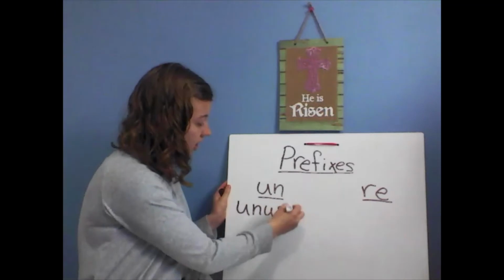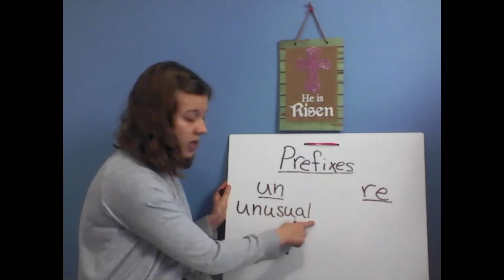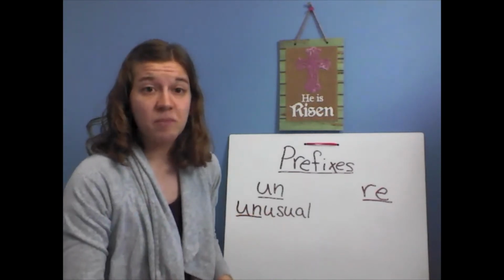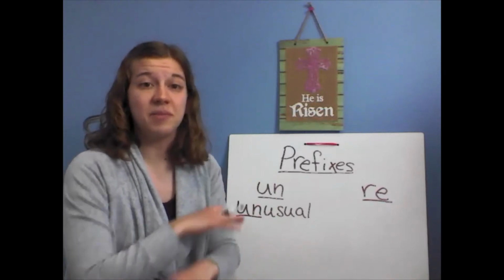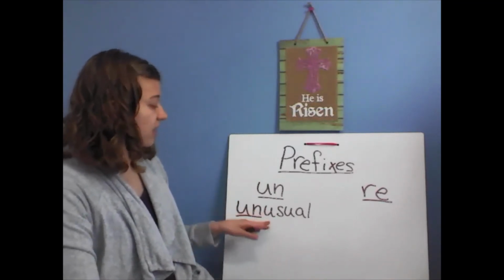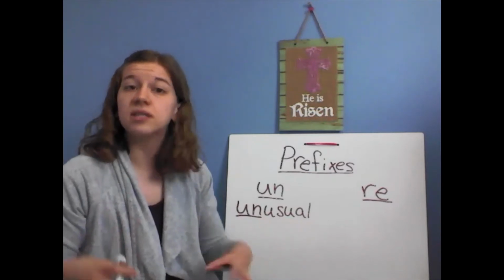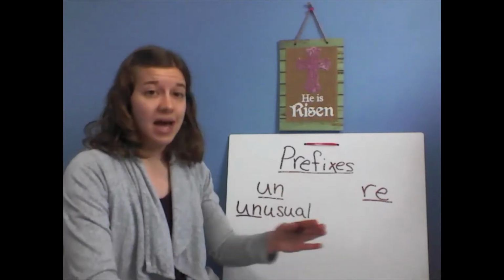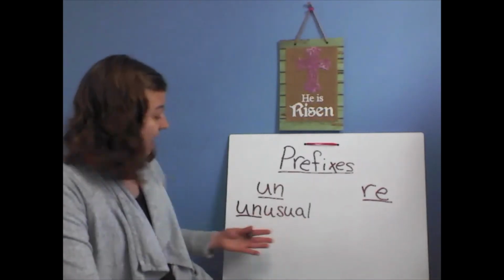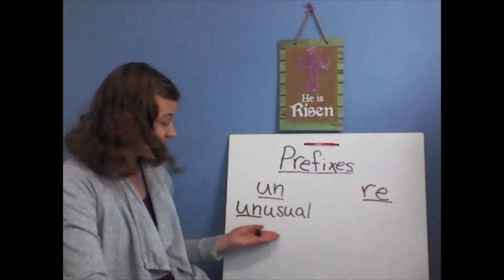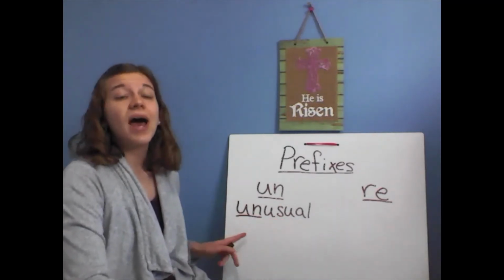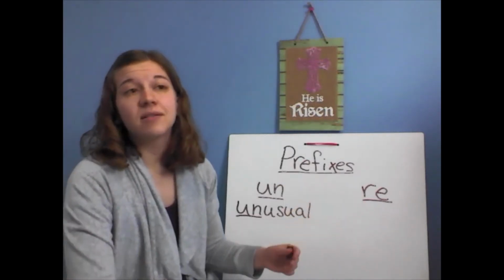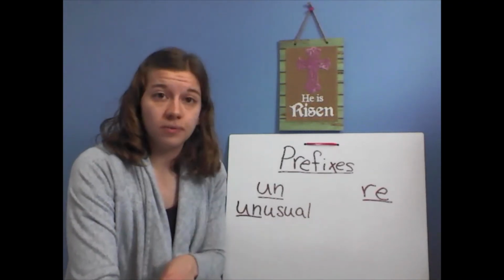So it becomes a new word. It still has the base word usual, but now it has this prefix un. The prefix un means not. So, instead of it being usual, when you have just the word usual, it means this is typical, this is normal. Unusual means not usual, not typical, not normal. When you add the prefix un to a base word, it changes, it becomes a whole new word, and it becomes the opposite. It becomes not usual. Okay?